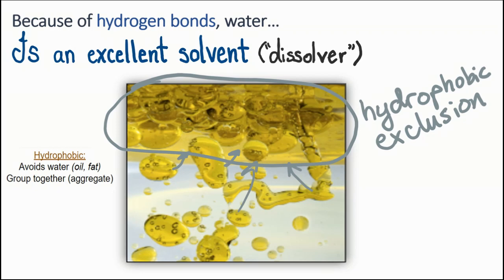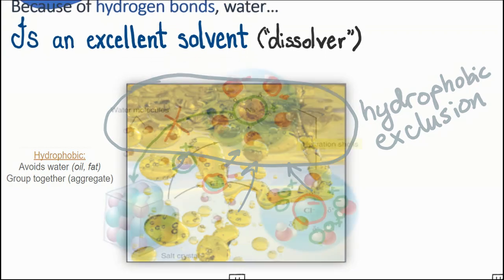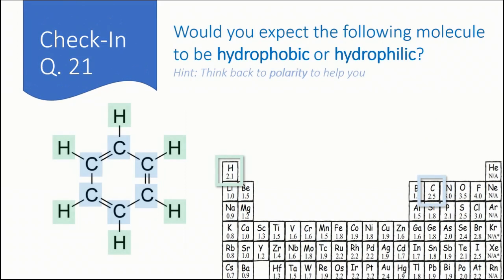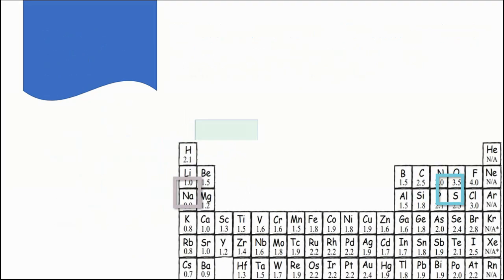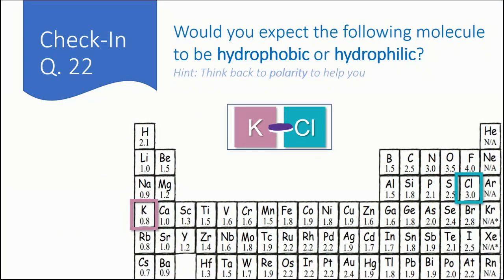And as you'll learn later, the ability for water to influence the shape of something can very easily alter that item's function as well. So now, as another check-in number 21, would you expect the following molecule to be hydrophobic or hydrophilic? Think back to polarity to help you out. Number 22, would you expect this molecule, potassium chloride, to be hydrophobic or hydrophilic?